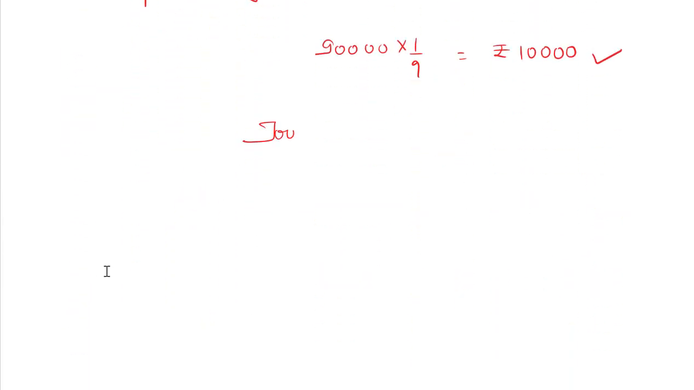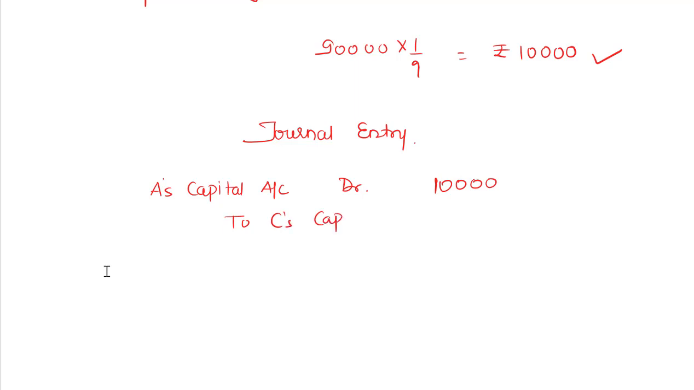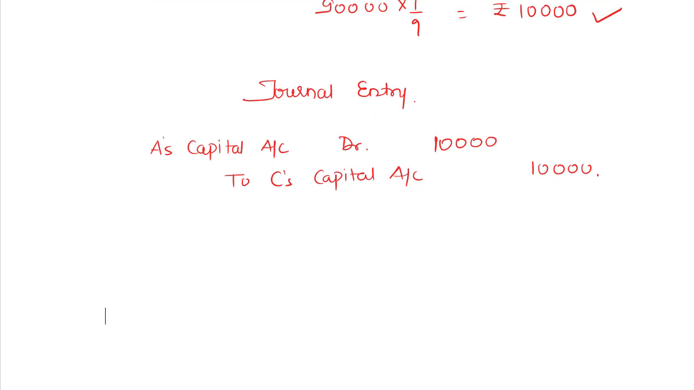Journal entry: A's capital account debit 10,000 to C's capital account 10,000. I believe you understood this. Let us continue.